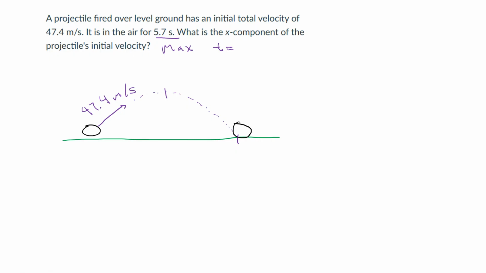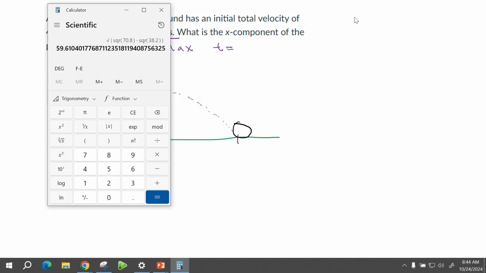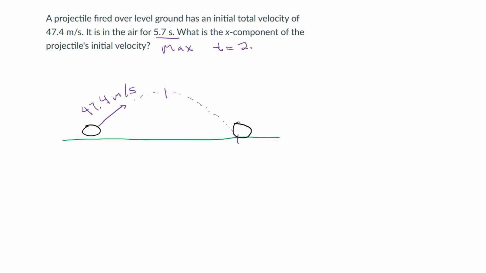Let's find out on the calculator. So 5.7 divided by 2 is 2.85. It'll reach its maximum height in 2.85 seconds.